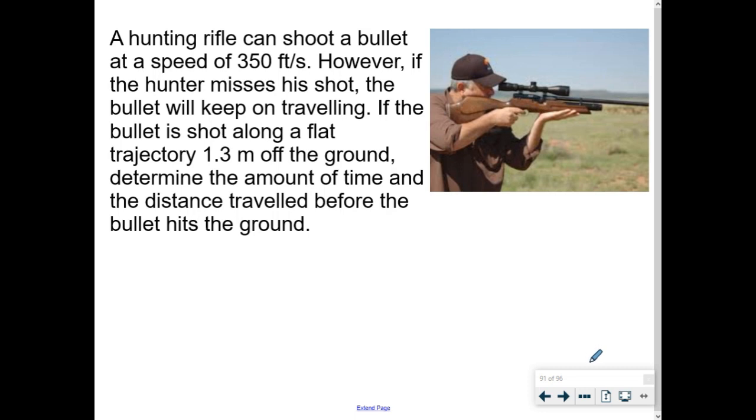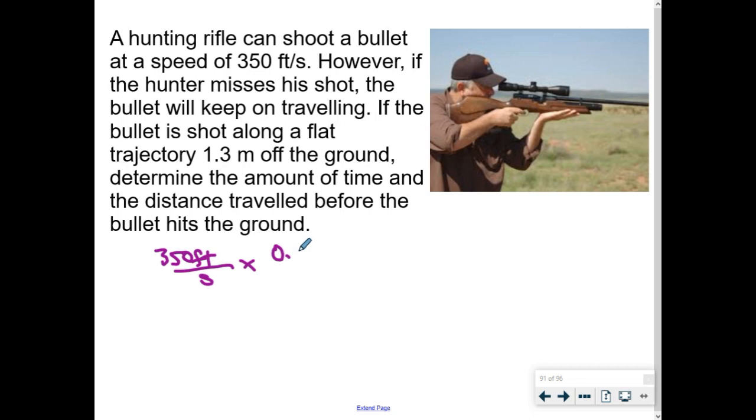And sometimes you'll notice that these examples, when we write down the information that we have, I'm going to want to be very specific here. It says a hunting rifle can shoot a bullet at a speed of 350 feet per second. And just to make that a little bit simpler, I'm going to do a quick conversion, 350 feet per second. I need to convert that. And I looked this up earlier today.